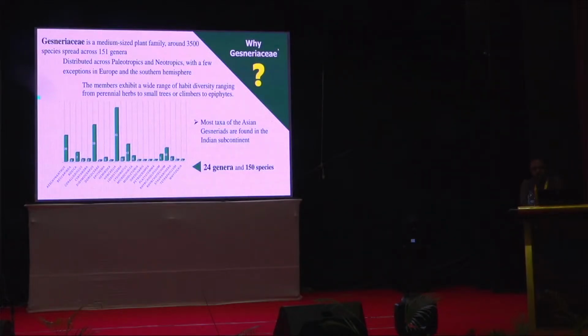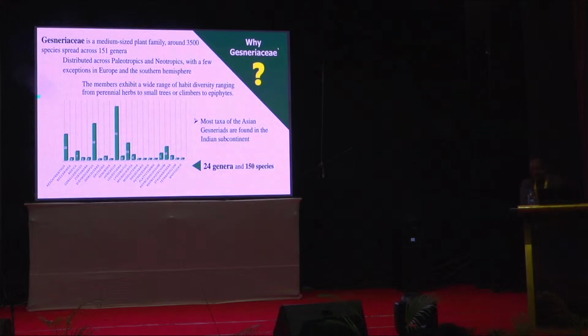With regard to genera, the distribution is equal or almost equal in the Old World and the neotropics, but species-wise, more are distributed in the Old World region. Around two-thirds of the species are found in the Old World, while one-third is distributed in the neotropics, with a few occurring in Europe as well as in Southern Asia.